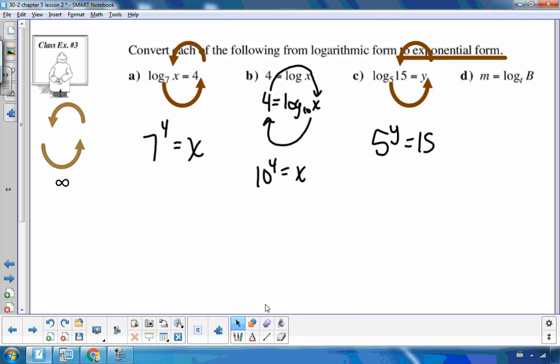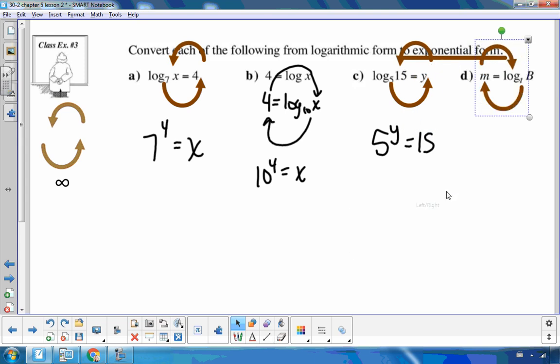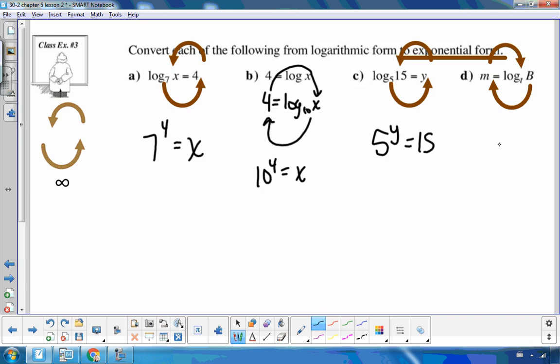And then on the last one, writing it with numbers, it's the same idea. Okay, so I'm going to flip these around here because it's going the other way. So I'm going base to my answer equals my exponent. So circle of logs, always starting with the base, t to the m equals the big letter B.